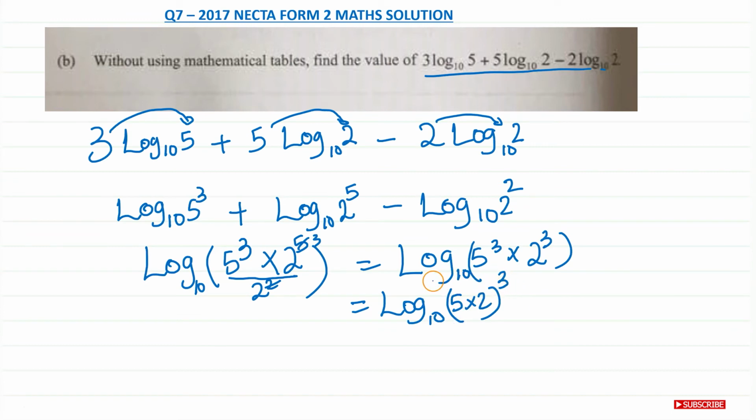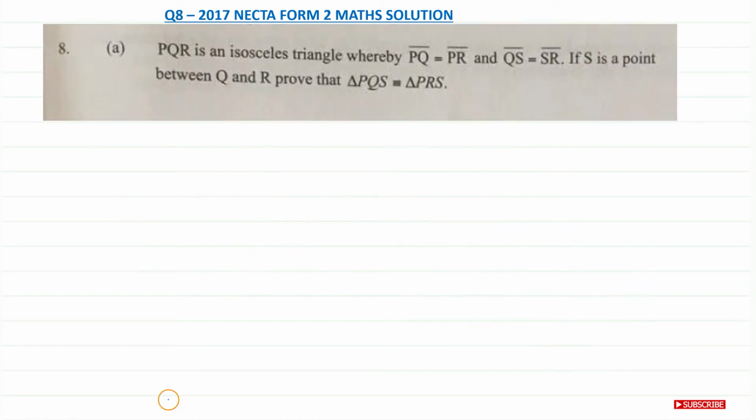Now we can remove that 3 and bring it up here. So this will give you 3 log of 5 times 2, which is 10, and it's a base 10. So this will give you 1. So 3 times 1 is just 3. So your final answer is 3.